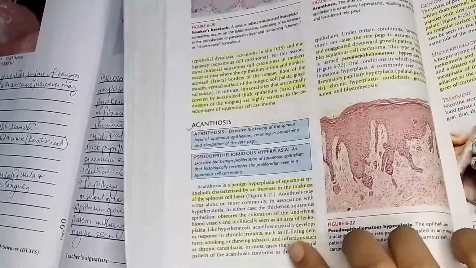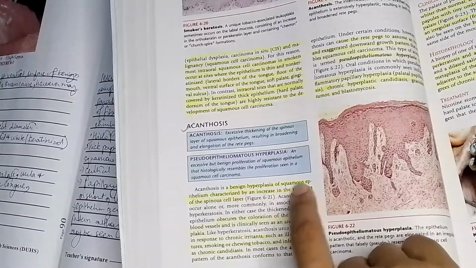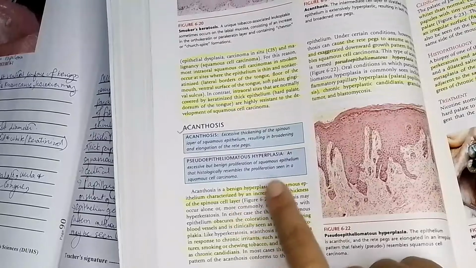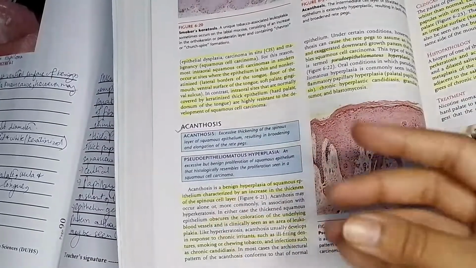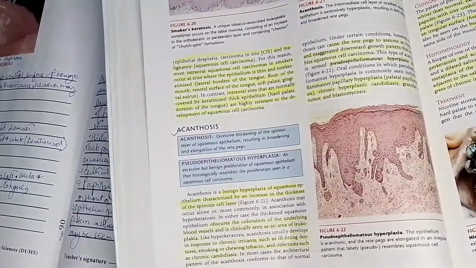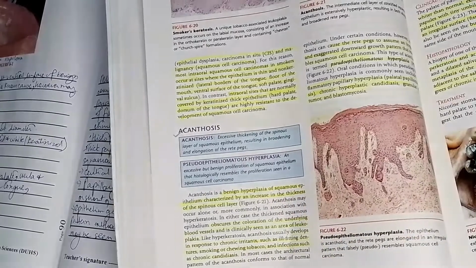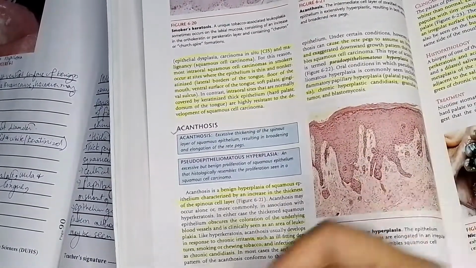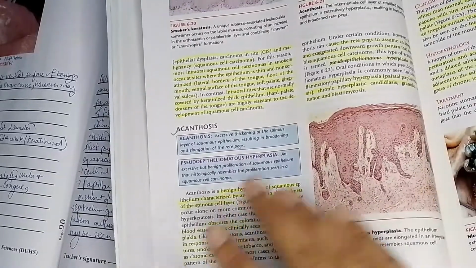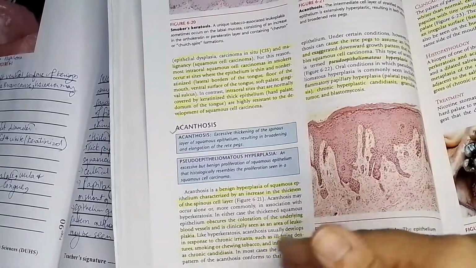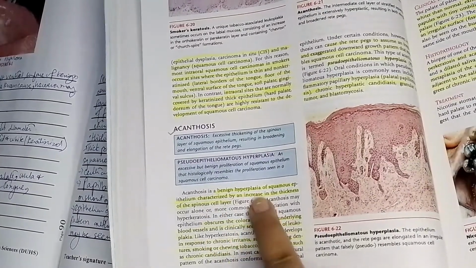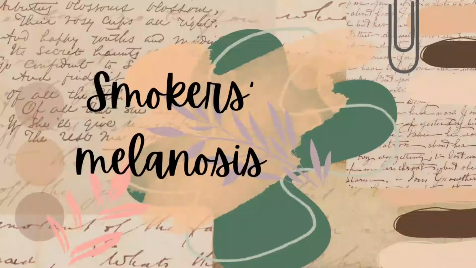Acanthosis is benign hyperplasia of the squamous epithelium, which is an increase in the thickness of the spinous cell layer. Spinous cell layer increases in thickness. It's called acanthosis. The rete pegs are also broadened and elongated, and the coloration of the vasculature is dimmed, so it appears white in color. It has a lot of reasons. We will read about it further.